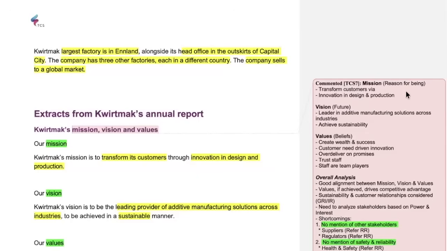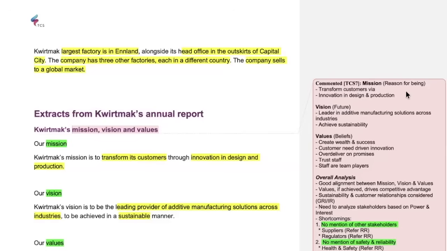So the mission of any given company gives us an indication about the reason for being, or tries to answer the question, why do we exist? So let's try to understand why this company exists. It exists to transform customers via the provision of innovation in design and production. So we are trying to transform our customers. So are we in a position to achieve this mission? Exactly, given the fact that we are offering 3D printing solutions.